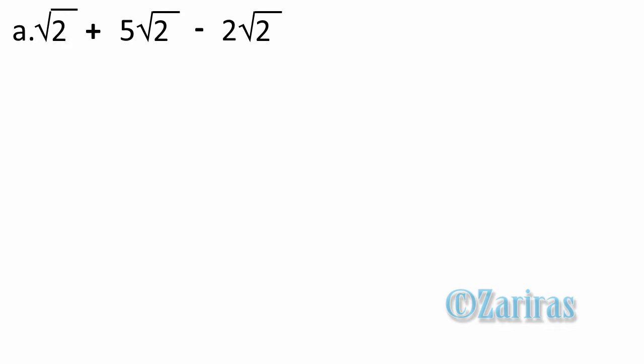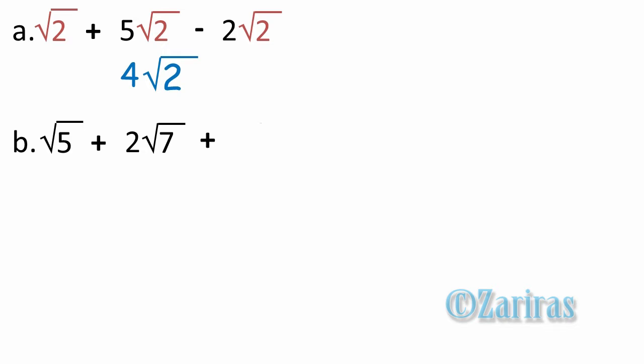Coefficient, in the sense, we could think of root 2 simply as x. 5x plus 2x is equal to 7x. So here 5 root 2 plus 2 root 2 will be equal to 7 root 2. So simply we could simplify like that. So here we have root 2 plus 5 root 2 minus 2 root 2. Root 2 plus 5 root 2 is 6 root 2, minus 2 root 2 will be equal to 4 root 2. Here all the root 2s are the same, so we can place the root 2. 1 plus 5 is 6, minus 2 is 4.